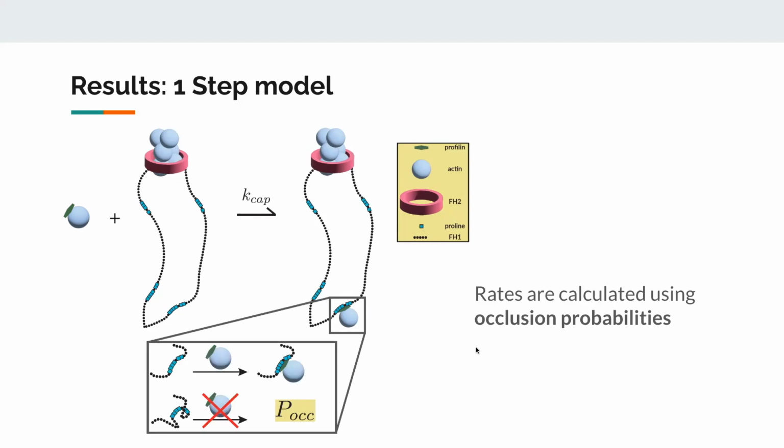what we refer to as occlusion probabilities. So we simulate a bunch of different possible conformations of the FH1 domain, and we determine the fraction of those in which the PRM is occluded, meaning that profilin-actin cannot bind, as opposed to conformations where the PRM is fully accessible. And we use this occlusion probability to determine the overall capture or polymerization rate.